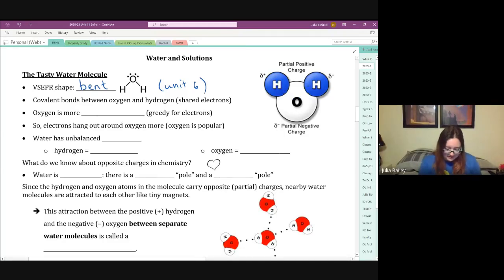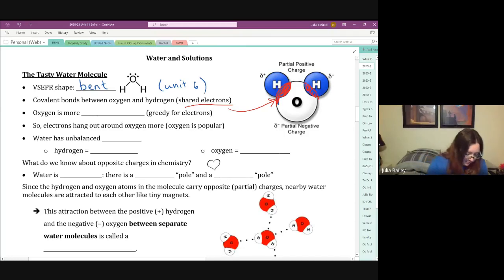Covalent bonds exist between the hydrogen and the oxygen. So they actually share electrons. And it probably would have been more useful for me to do that with a different color. Here, there. This overlap of the hydrogen and the oxygen is where they are sharing electrons in a covalent bond.